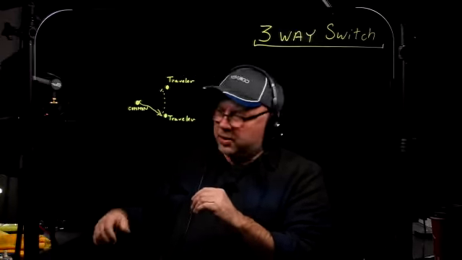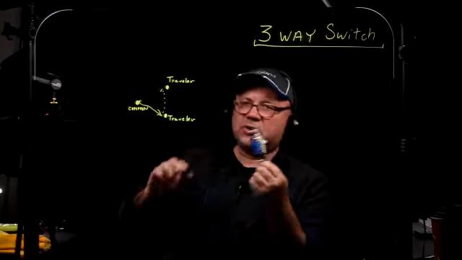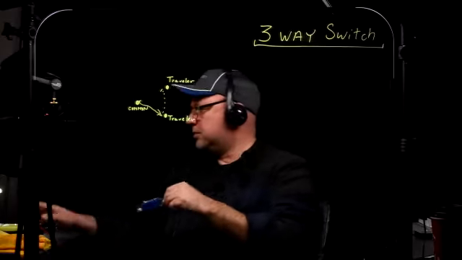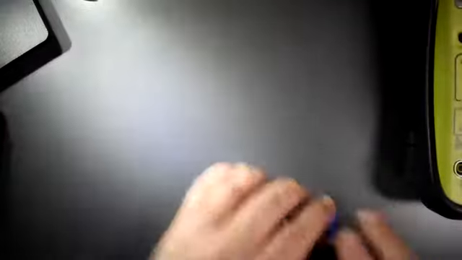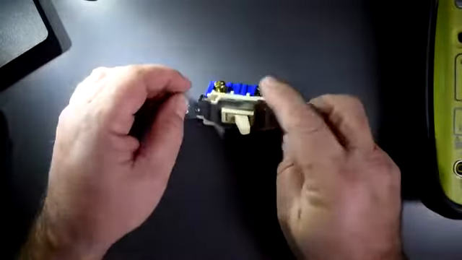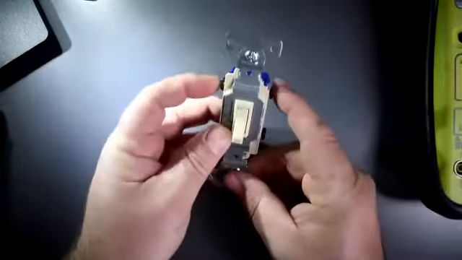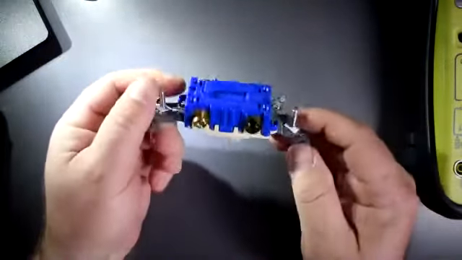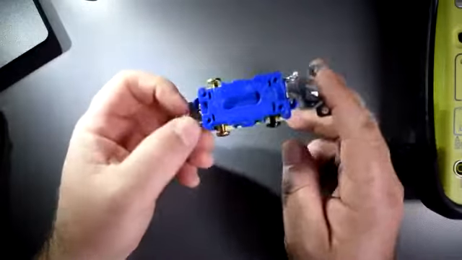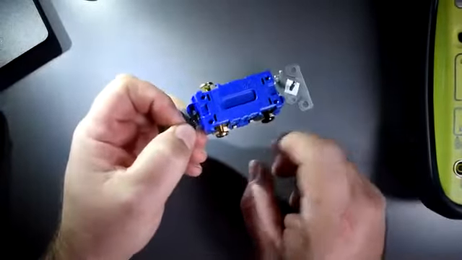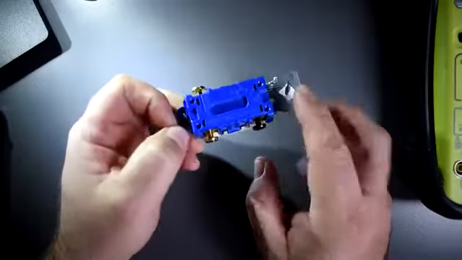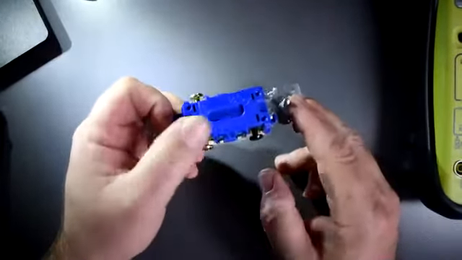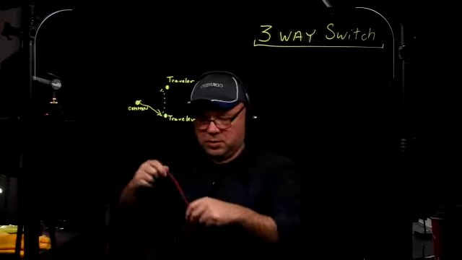Common is black. Okay, that's good. In this case, we have the common that is black, and these would be the two travelers, brass color. Okay. Well, let's say all of them are brass or the same color, and none of them is labeled, and you have a multimeter. How would you find out which one is the common?